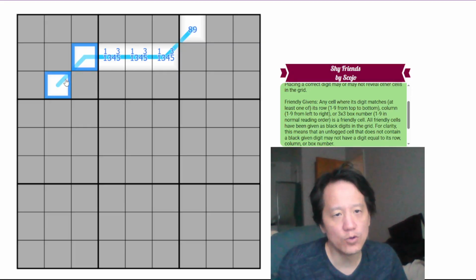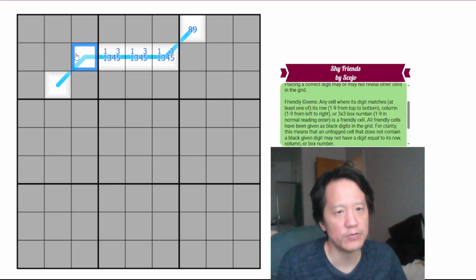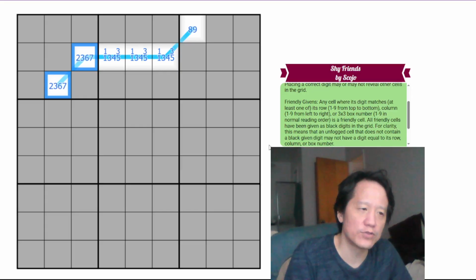1 cannot match either of these. This adds up to 8 or 9, but neither of these are given, so it can't be a friendly cell. So 1 would match both the row and the box. So none of these could be 1. It could be either 2, 6, 2, 7, or 3, 6, or 3, 5, or potentially 4, 5.